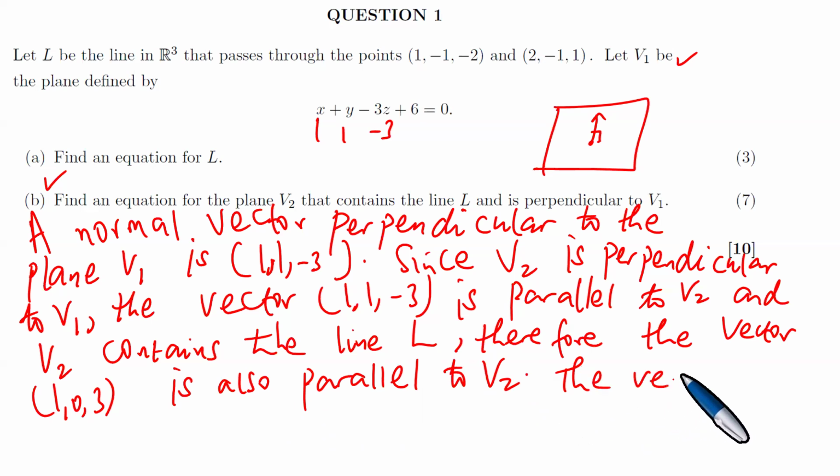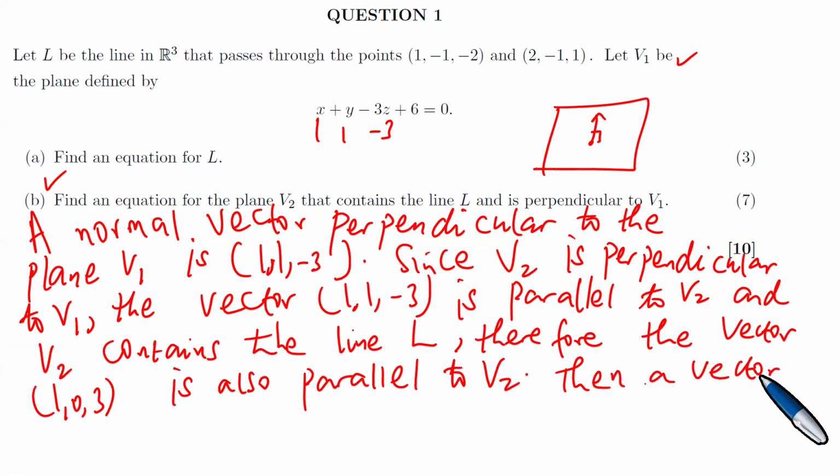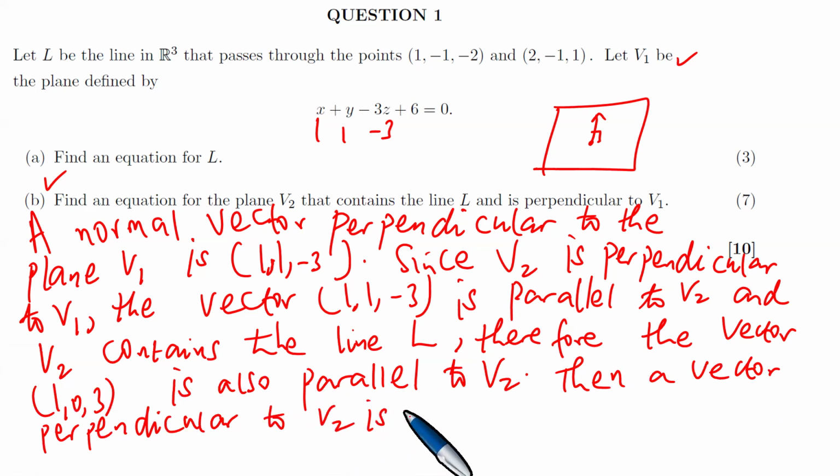Okay, let us analyze this together. We're saying that a normal vector perpendicular to the plane V1 is this. So let V1 be the plane defined by this, and the normal to the plane V1 is (1, 1, -3). Since V2 is perpendicular to V1, because here they said find an equation for the plane V2 that contains the line L and is perpendicular to V1.